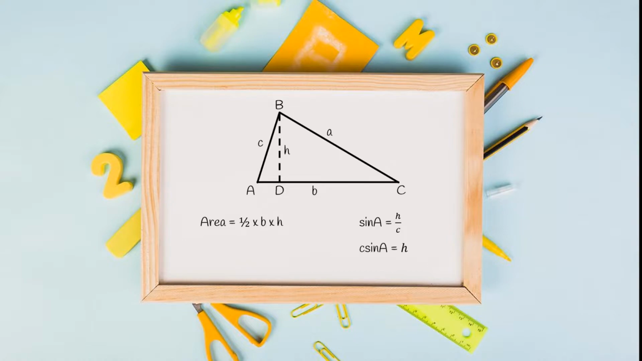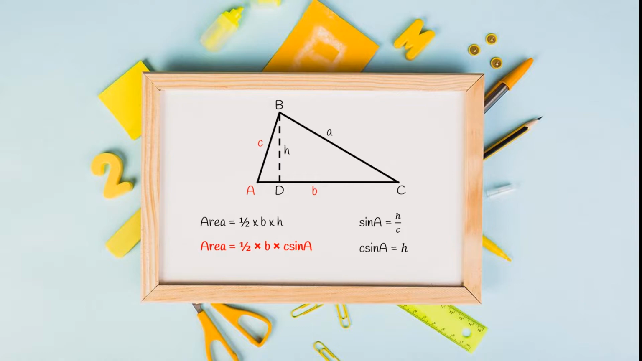But we already have an H in our area, so let's swap them out. I'm going to highlight the things we've used. Swapping it in, we've got the area is half times B times C sine A. That means any time you've got any triangle in the world, if you know two of the sides and the angle that is between them, then you can work with it.